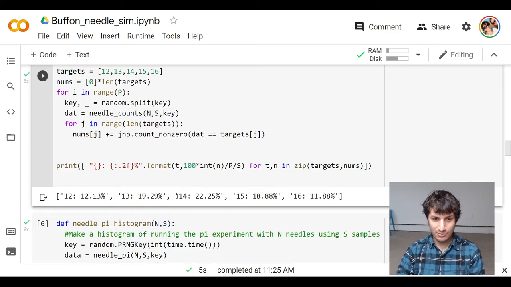So in the main video, I got 14 noodle crossings. That happens 22% of the time. It turns out that's the most likely thing to happen. Sometimes you get 13, about 20% of the time. Sometimes you get 15. And those translate into different estimates for pi.